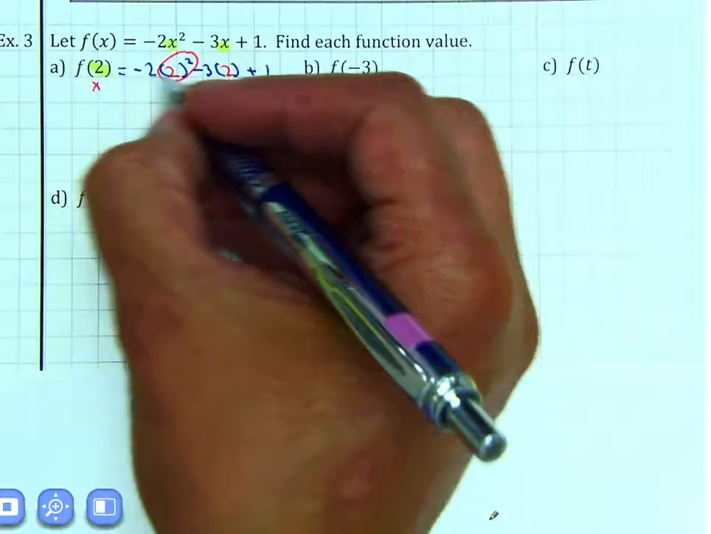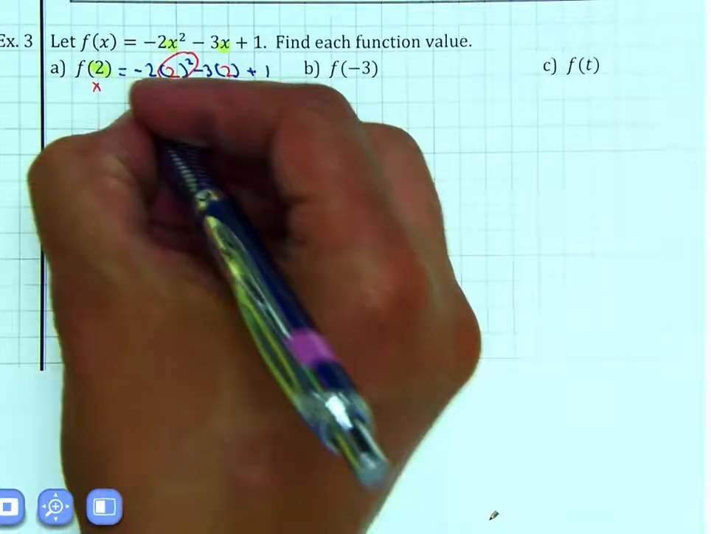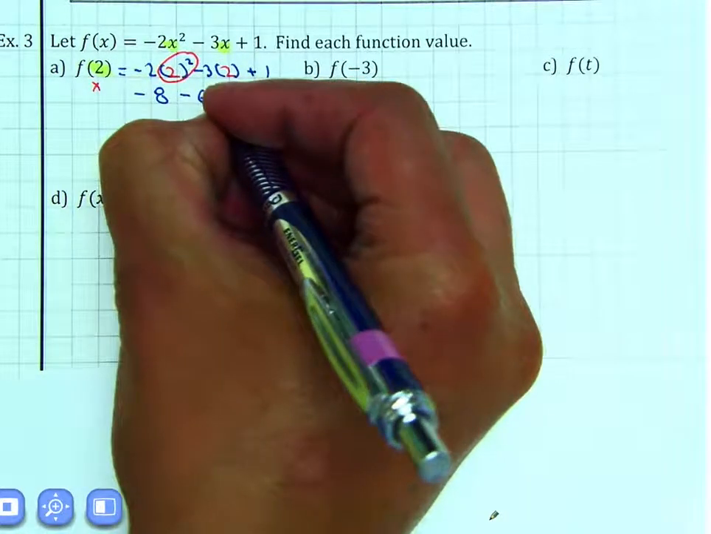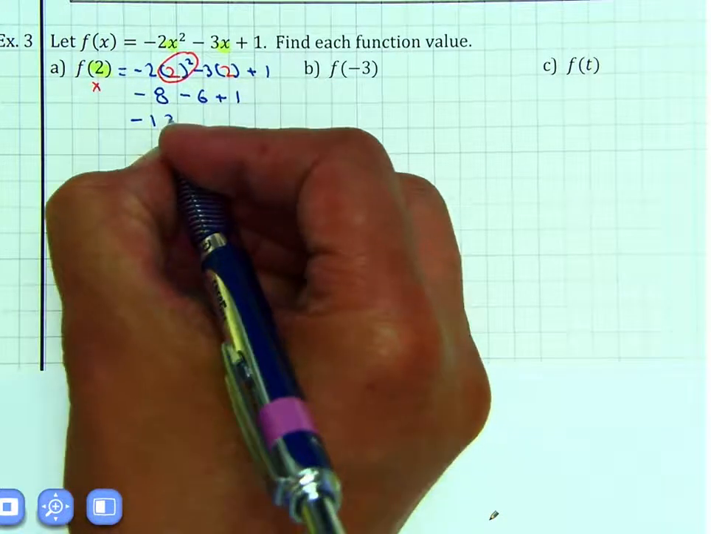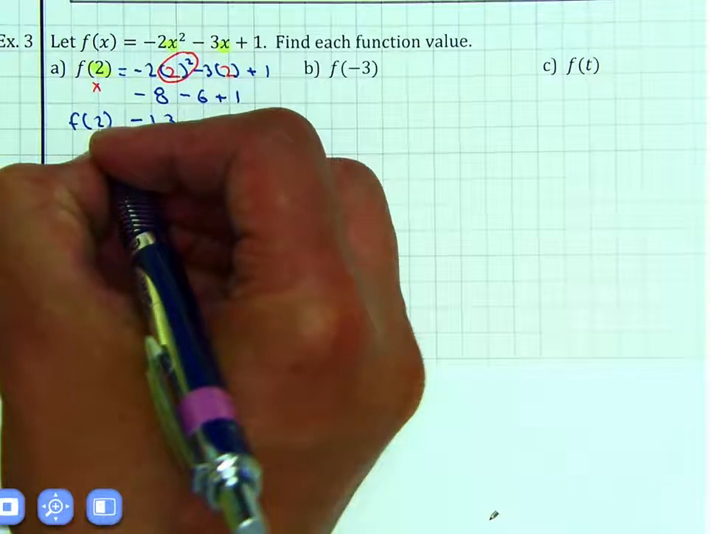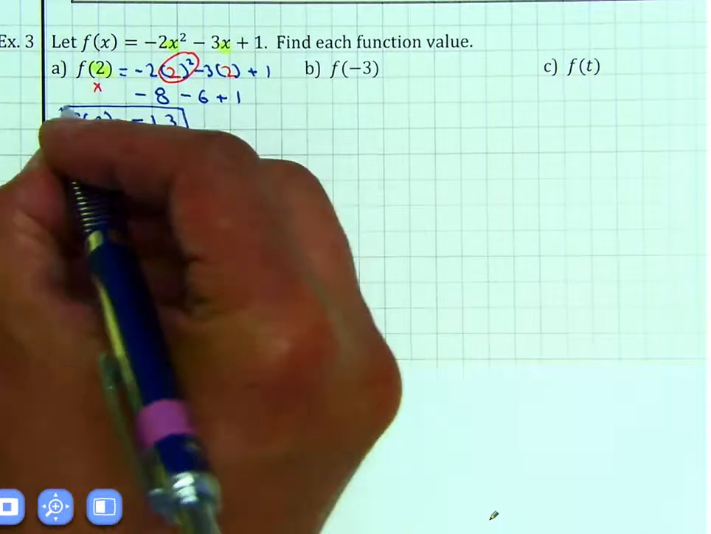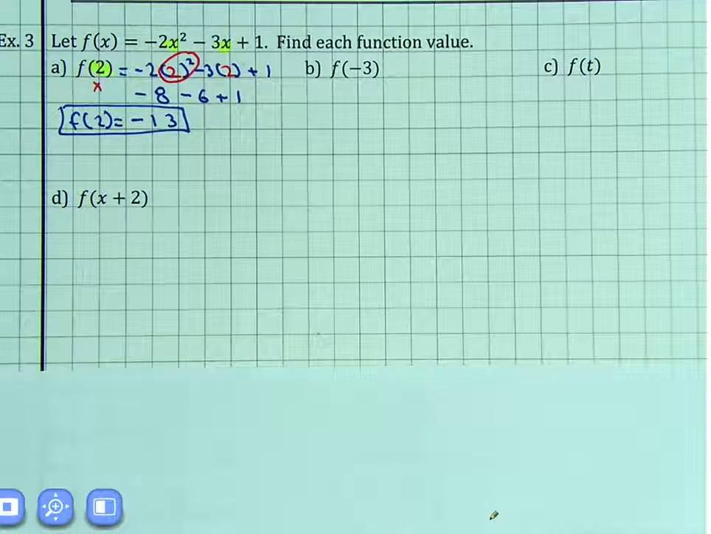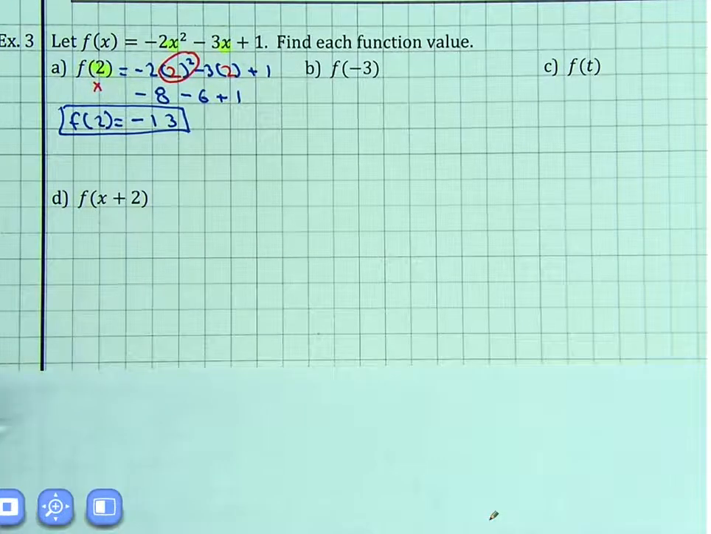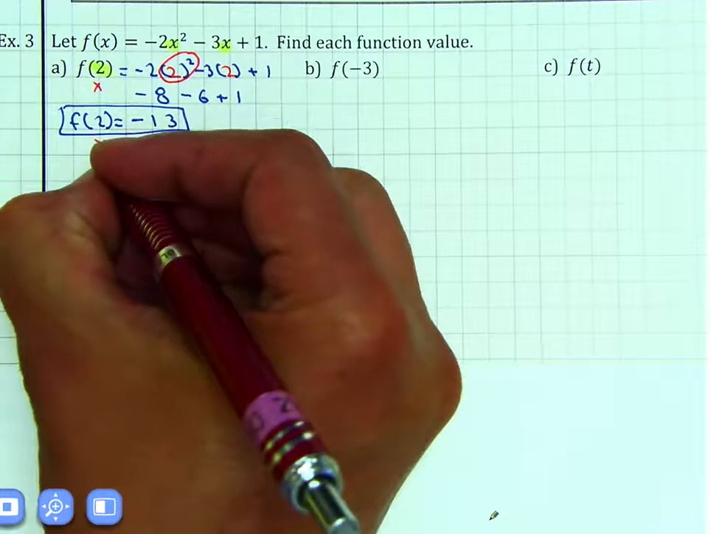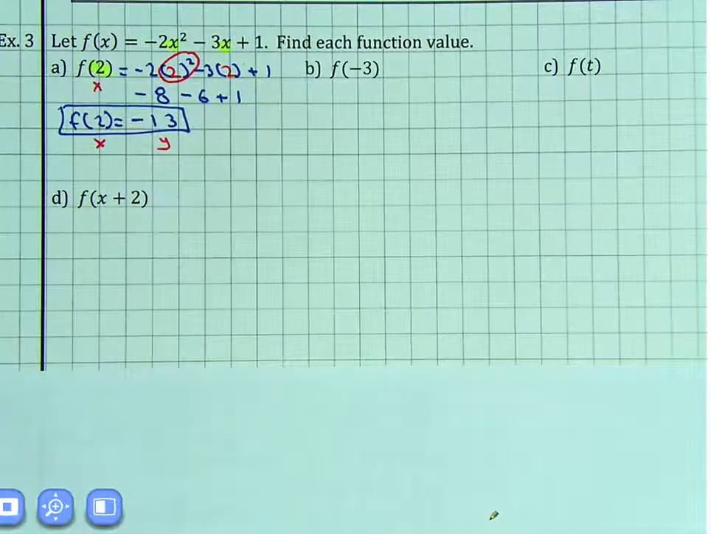So it gives me 2 squared is 4 times negative 2 is negative 8. Minus 6 plus 1. So it'll be negative 14 plus 1 will be negative 13. So f of 2 is equal to negative 13. And I need you to see the notation. F of 2 is negative 13, which means that this is your x and this is your y value. And we can actually plot the point if you need to. 2 comma negative 13.